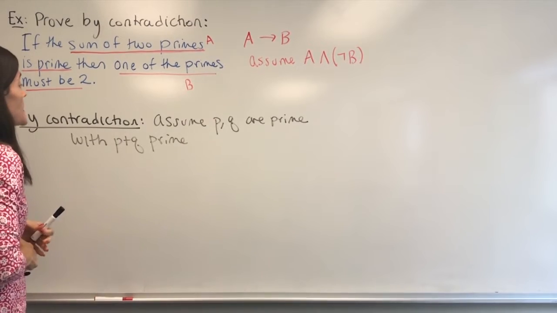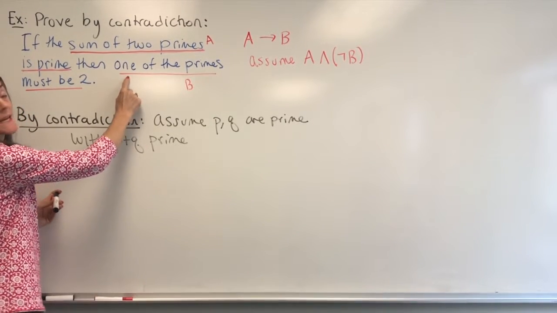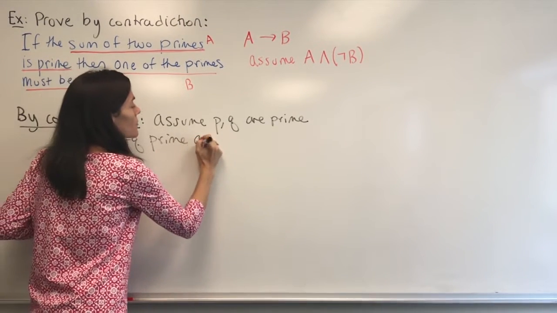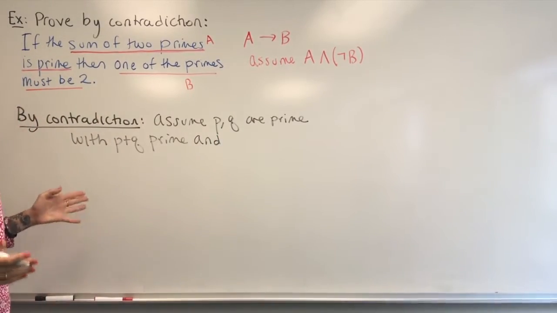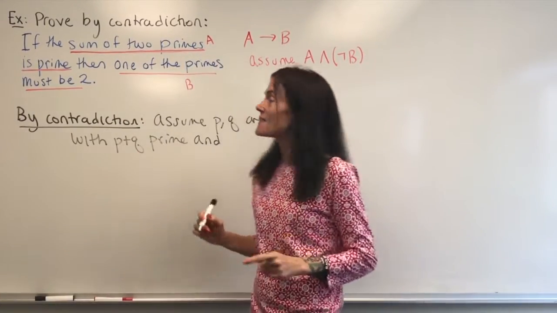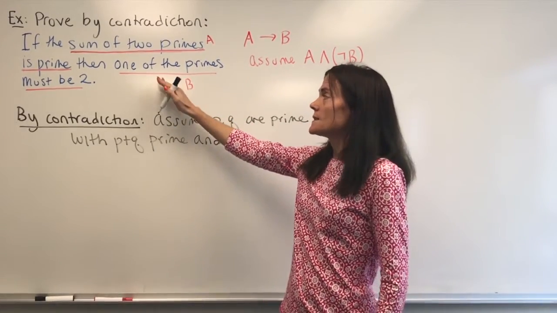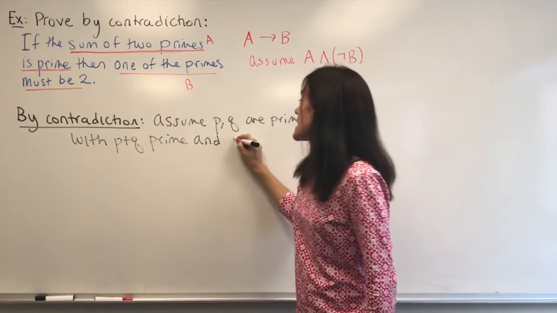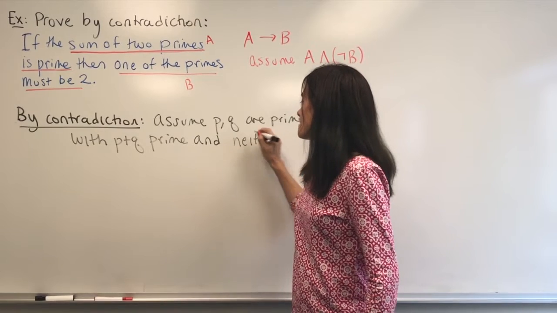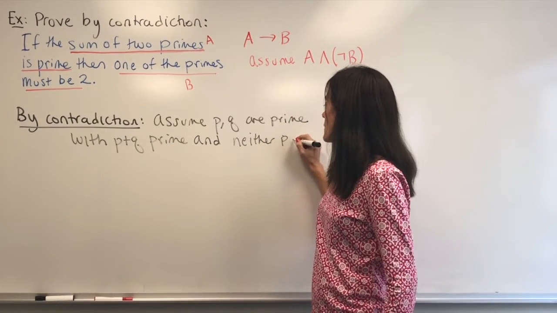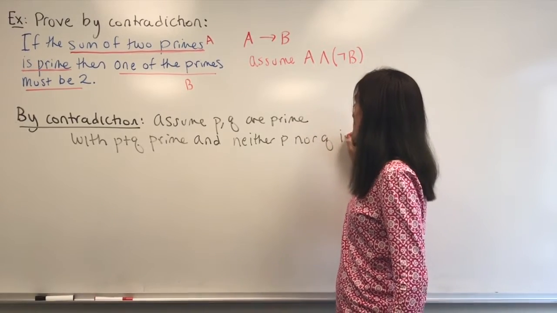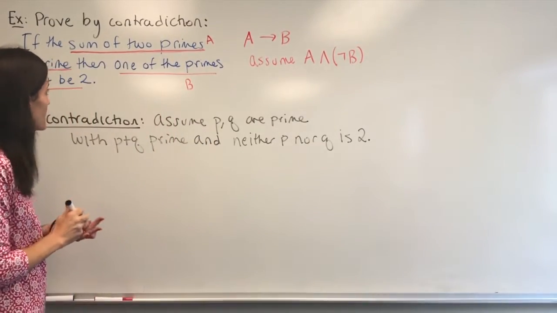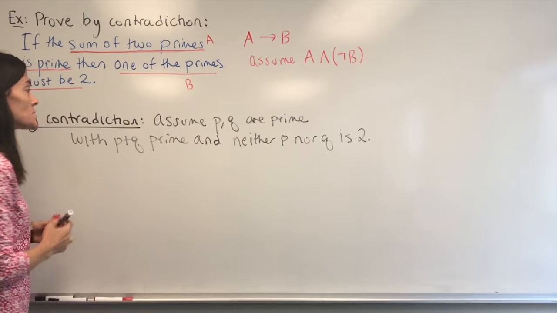So far so good. Now we have more to assume. We assume the negation, or the opposite, that B is false. B says one of the primes must be 2. The negation is not the statement that one of the primes must not be 2. It's that neither P nor Q is 2. Everything I have written is what we're assuming in our proof by contradiction. So now let's begin.